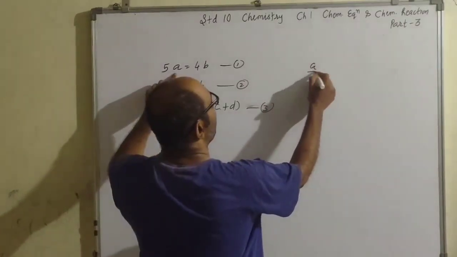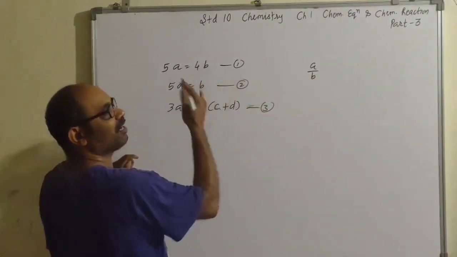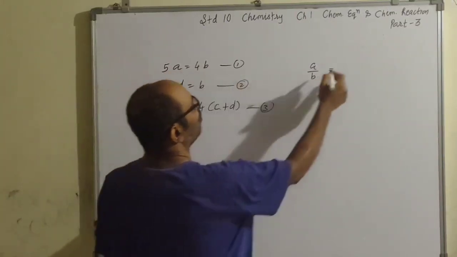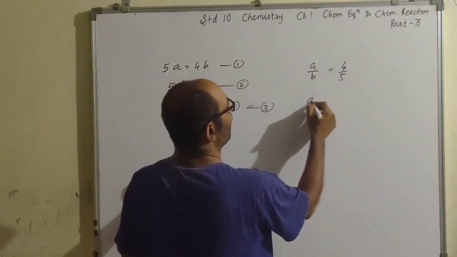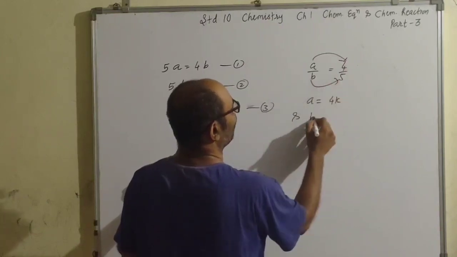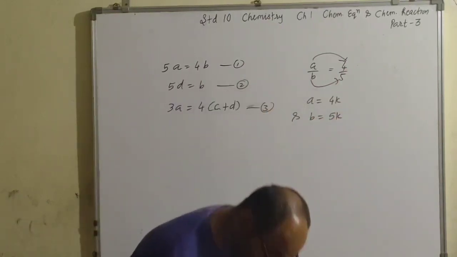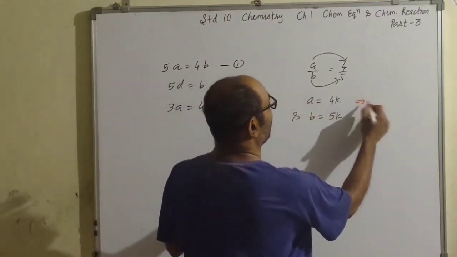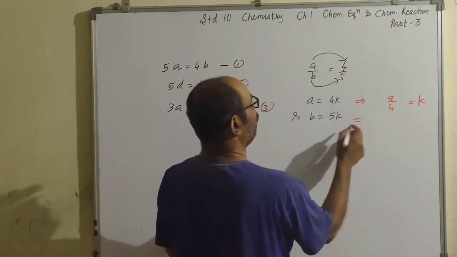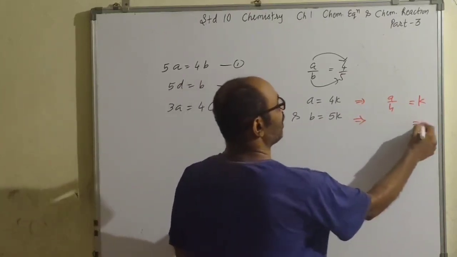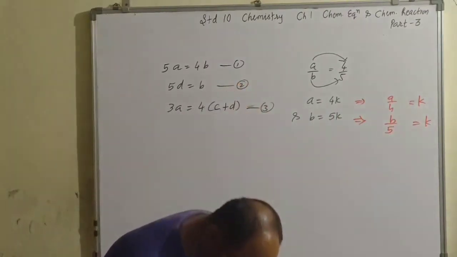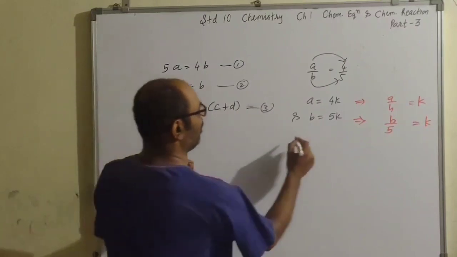A upon B. Take ratio of variables on one side. This B goes down, 5 goes down. So it becomes 4 upon 5. Now I am writing directly. A is equal to 4K and B is equal to 5K. If A is equal to 4K, then K is equal to A upon 4. If B is equal to 5K, then K is equal to B upon 5.